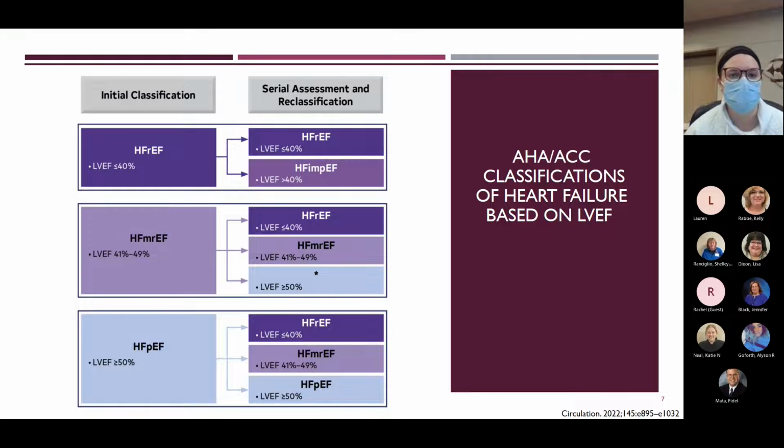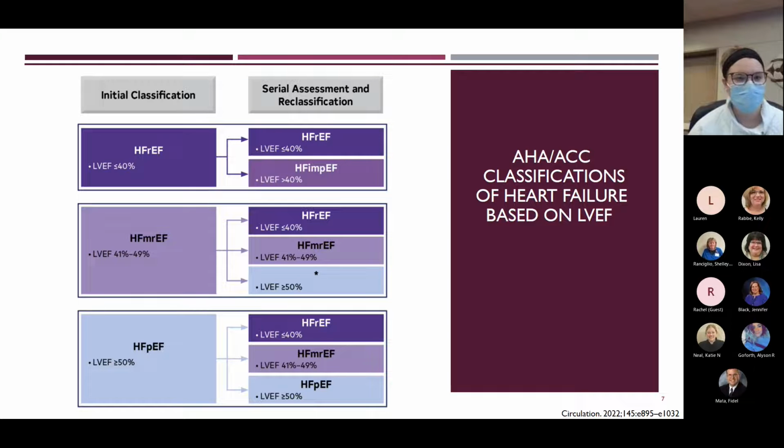And again, these are our patients that have ejection fraction greater than 40%. The next is heart failure with moderately reduced ejection fraction. So these are the patients that fall within that gray area of ejection fraction between 41 to 49%. These patients were previously considered to be borderline heart failure patients. So now there is a more direct classification that they would fall under. And then reclassification for those patients is listed on over to the side.